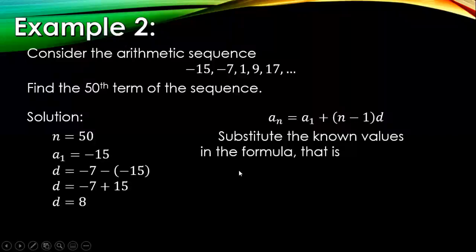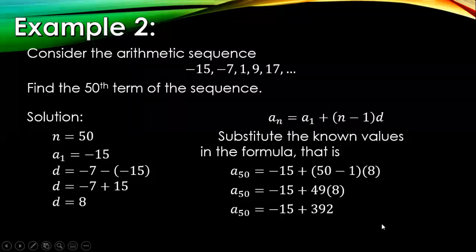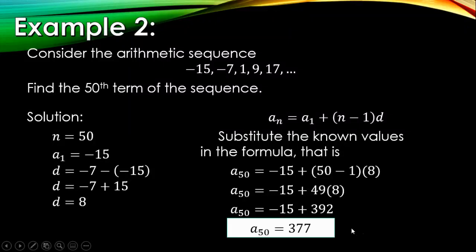Now use the formula and substitute the known values. We replace n with 50, a sub 1 with negative 15, so n minus 1 is 50 minus 1, and replace d with 8. Simplifying, we have negative 15 plus 49 times 8, so negative 15 plus 392, and so the 50th term of the given sequence is 377.